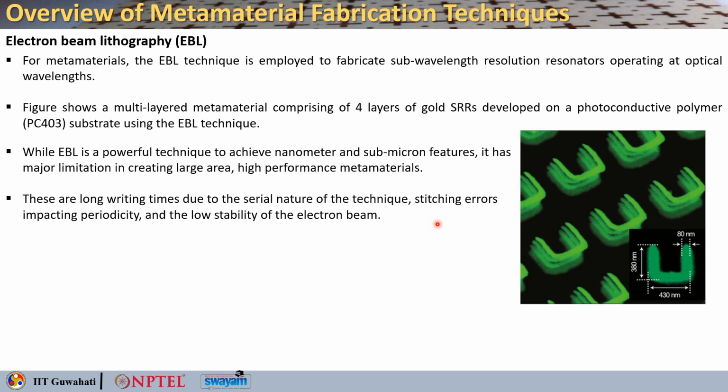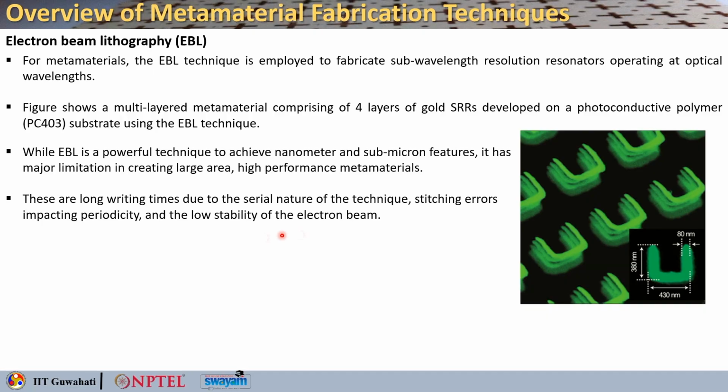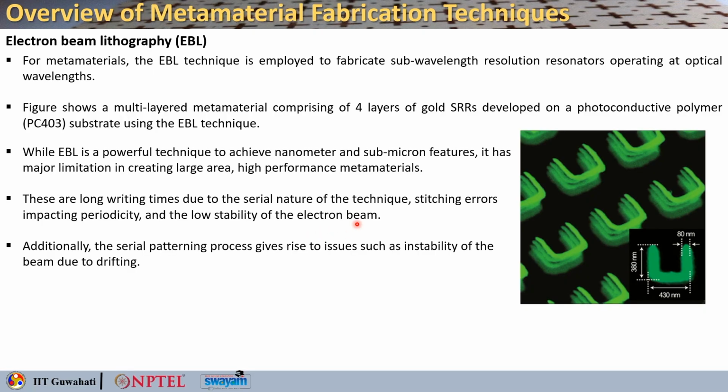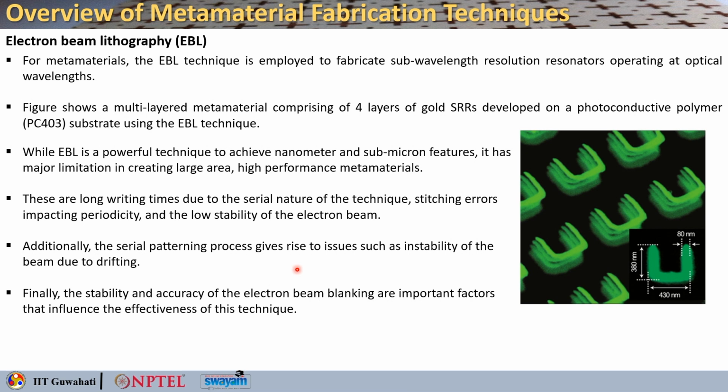So, obviously, you can understand that there are long writing times due to the serial nature of the technique. Stitching errors will impact the periodicity, and there is also low stability of the electron beam. Additionally, the serial patterning process gives rise to issues such as instability of the beam due to drifting, and finally, the stability and the accuracy of the electron beam blanking are important factors that could also influence the effectiveness of this technique, right. So, with that we will conclude our lecture.